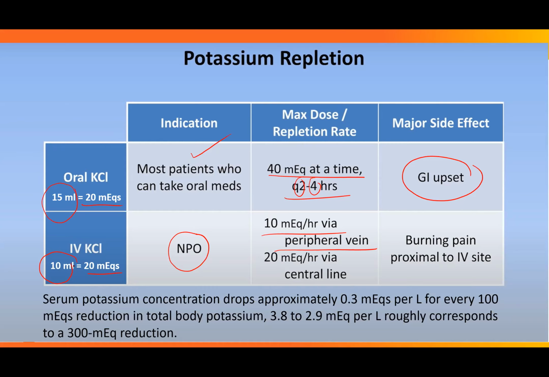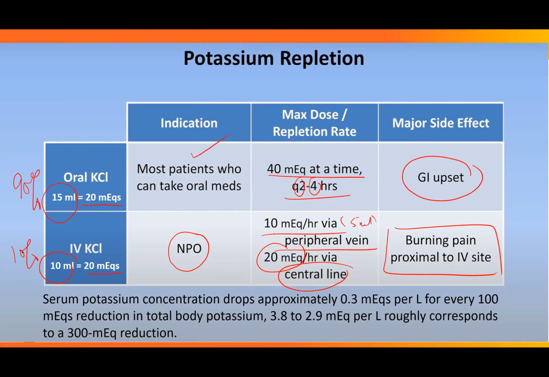5 ml. 10 ml is 20 milliequivalents. 10 milliequivalents is 5 ml of the IV solution over a period of 1 hour. As slow as you have to give. If it is a central line, you can give up to 20 milliequivalents or 10 ml per hour. The problem is severe burning pain proximal to the IV site. So generally 90% of the cases can be treated with oral.